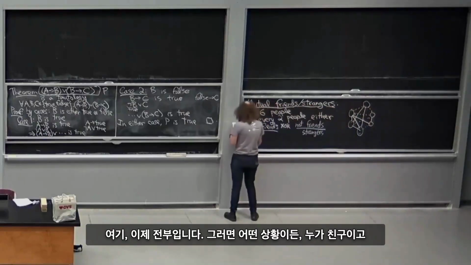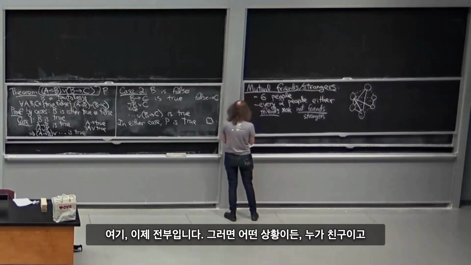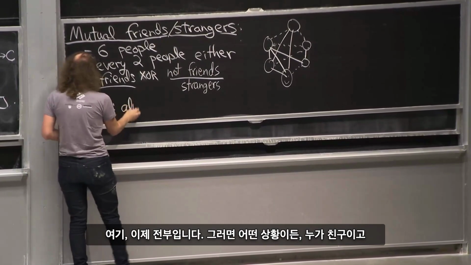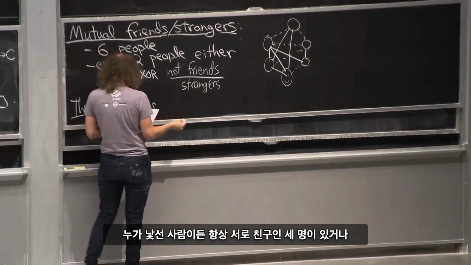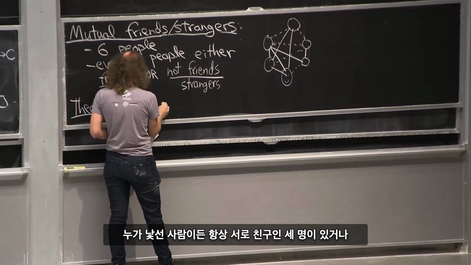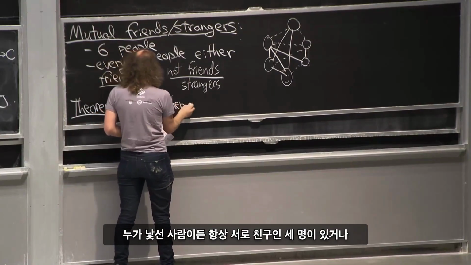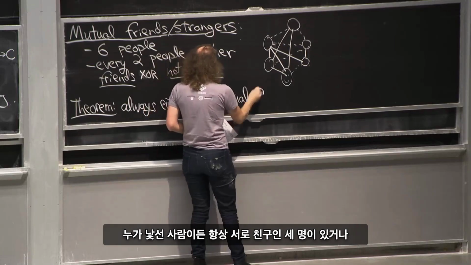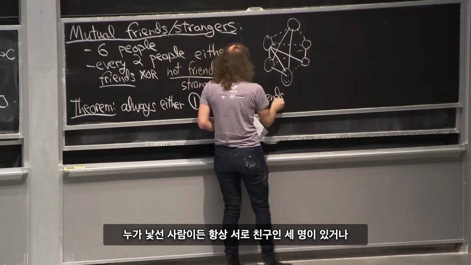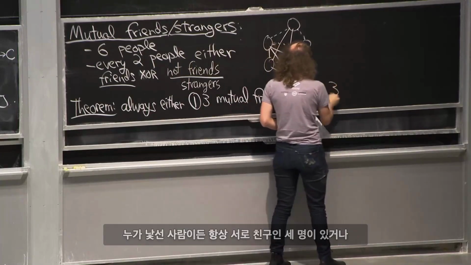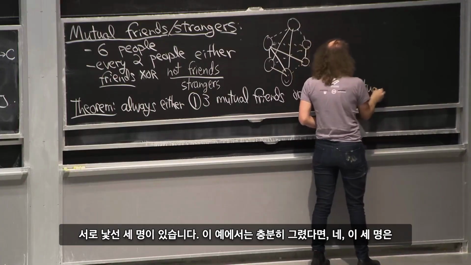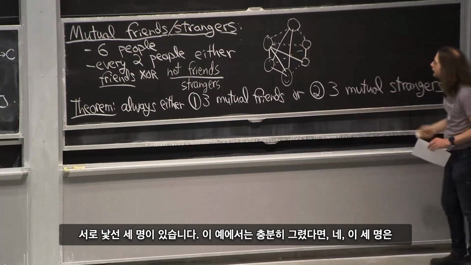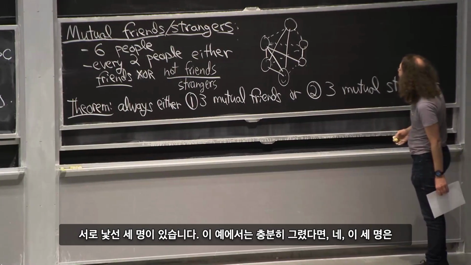Then I claim, no matter what the situation is, which ones are friends, which ones are strangers, there's always either 3 mutual friends or 3 mutual strangers. Okay, in this example, hopefully I drew enough.